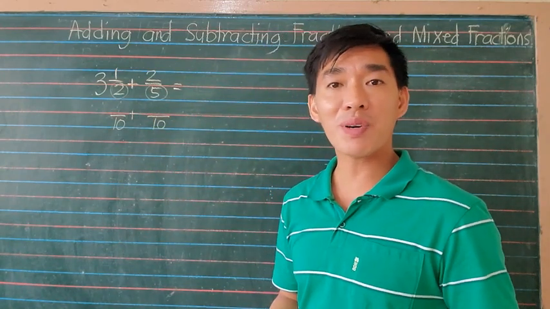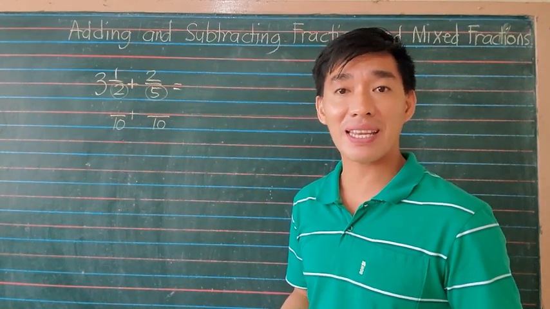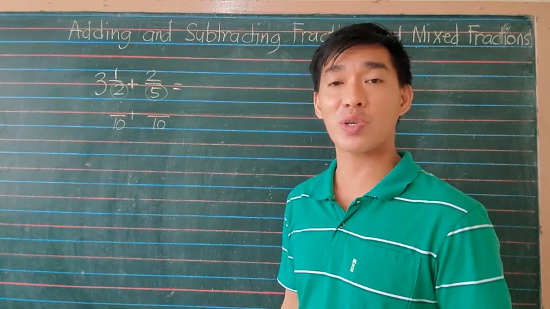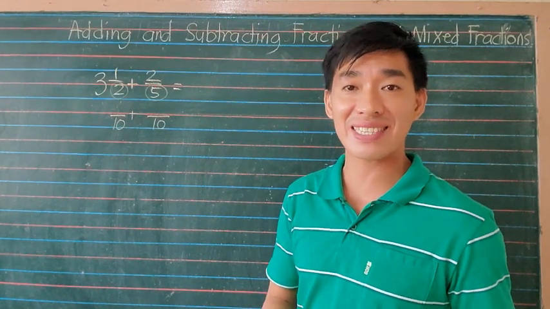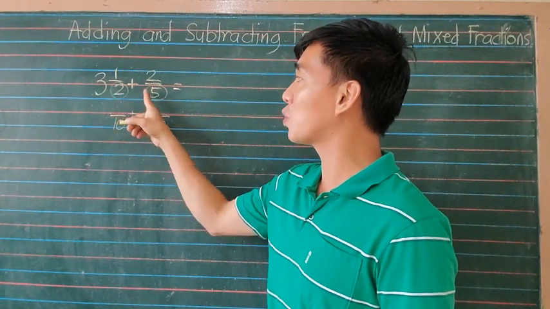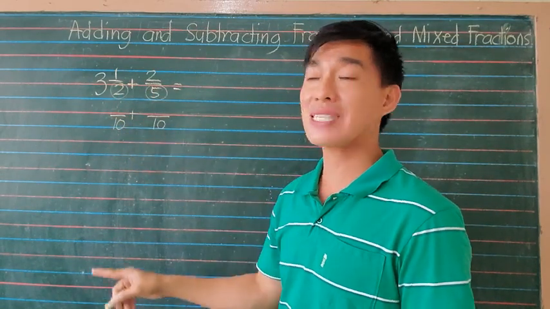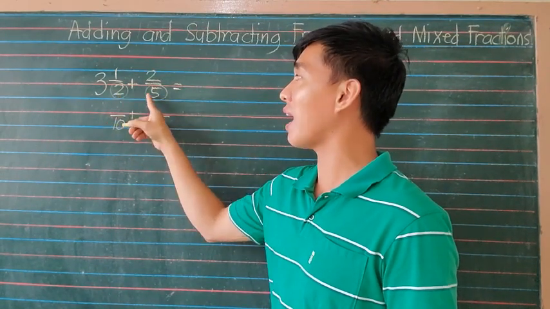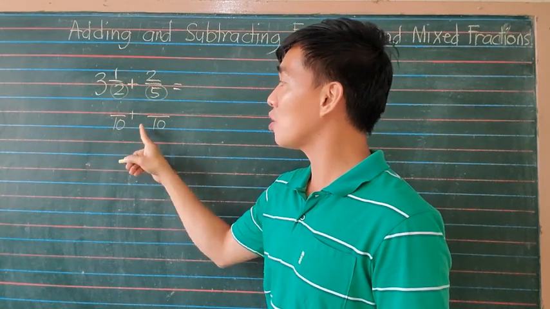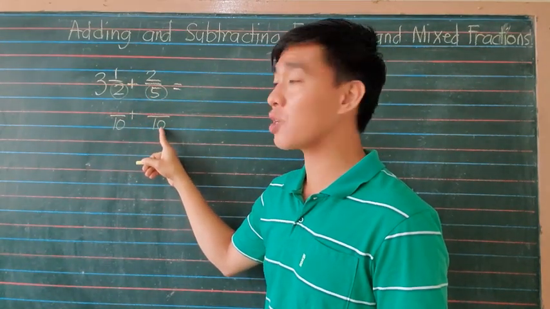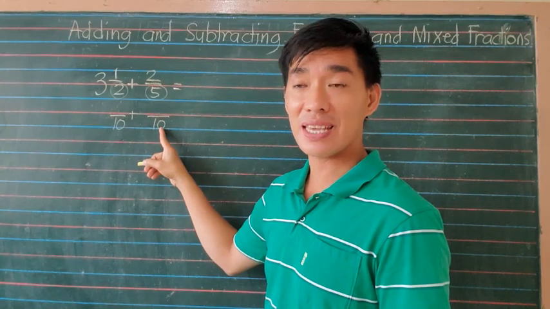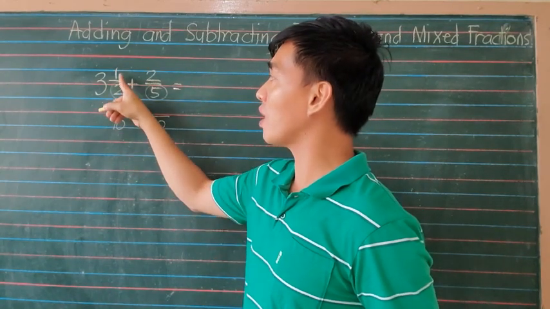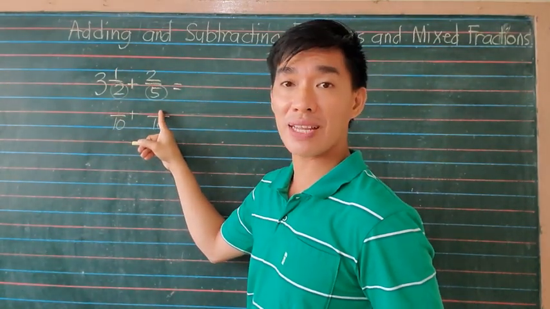Nagiging LCD po si LCM pag ginamit natin yung number as denominator. So LCM now will turn to LCD. So the LCD of 2 and 5 is 10 because the LCM of 2 and 5 is 10. Then they are used as denominators here. So 10 is their LCD. Now, paano po natin makukuha yung numerator, ang bagong numerator natin dito?